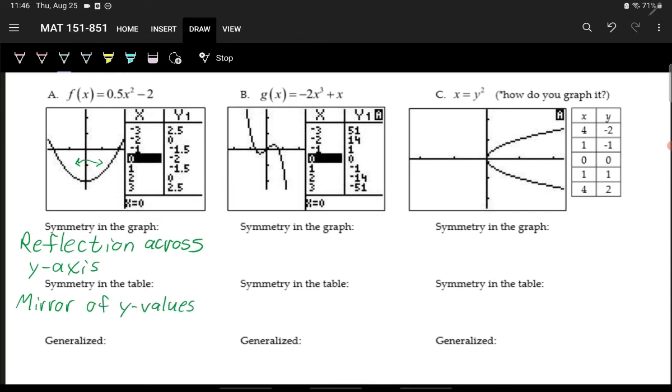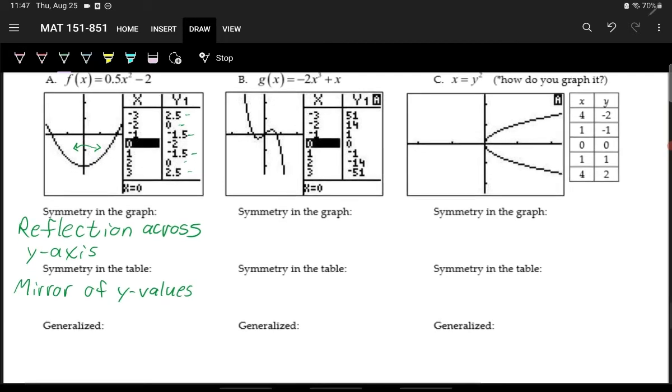And so we can kind of generalize this and say that what's really happening is that when we have a positive input, the output you get for that positive input is the same exact output you get for the negative input. For example, 1 and negative 1 have the same output. 2 and negative 2 have the same output. 3 and negative 3 have the same output. So those positive negative inputs have the same exact outputs. So that's the reflection that's really happening in both the table and the graph. You can see that numerically, you can see that graphically.